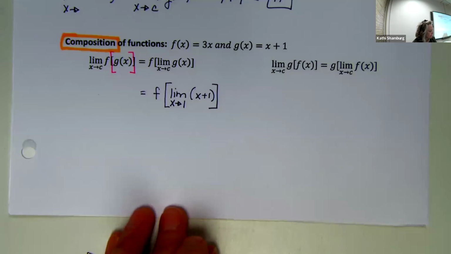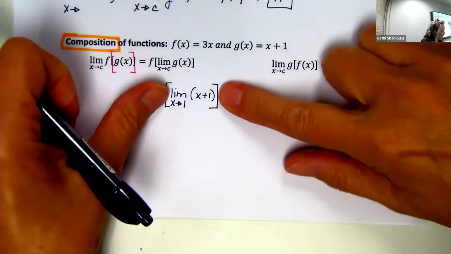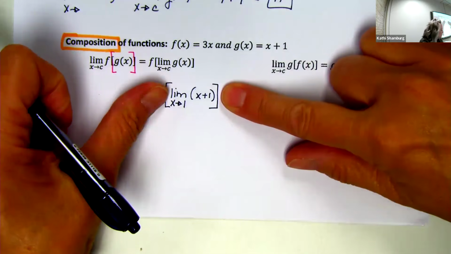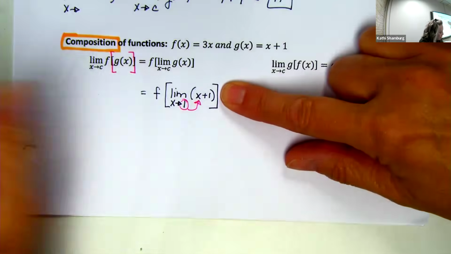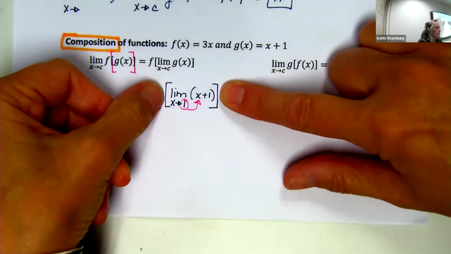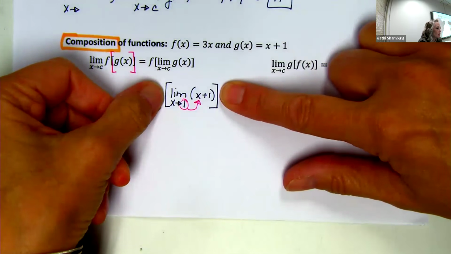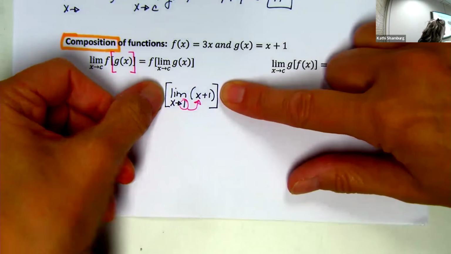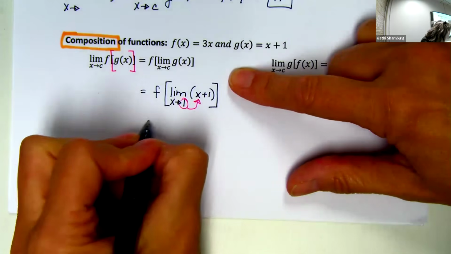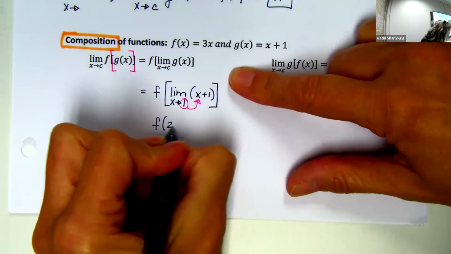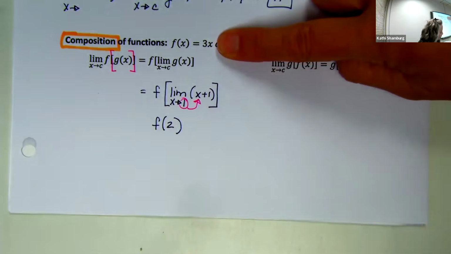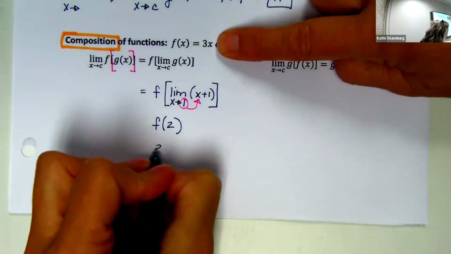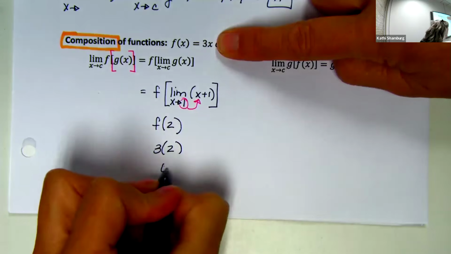All right. So think about this. This is just a limit. I can direct substitute, and when I direct substitute, I drop the limit notation. So I'm just going to do 1 plus 1, which is 2, right? So now what I'm left with is f at 2. So now I'm going to go to my f function, and that would be 3 times 2, which is 6.